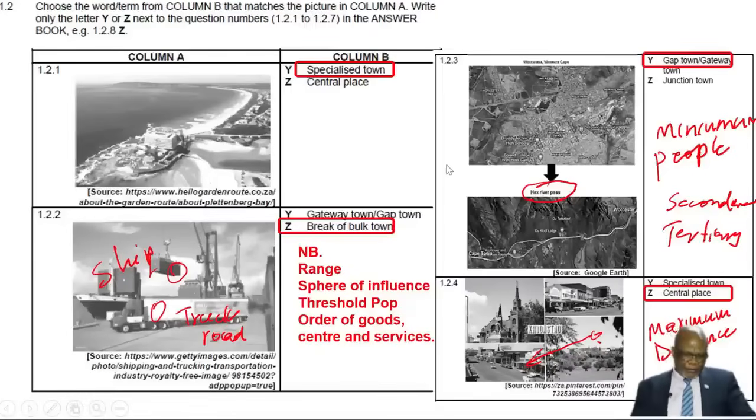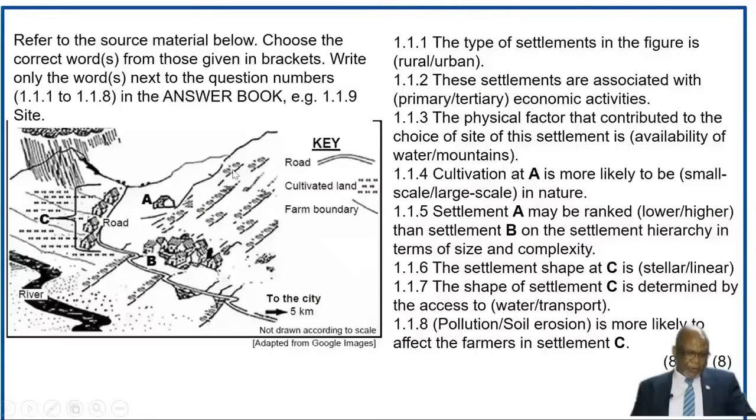Okay, let's continue. I hope you understand what the central place theory is. Now, let's go to the next question. If you look at this question and the previous question, you'll notice there are a lot of similarities. It says, refer to the source material below, choose the correct word or words from those given in brackets, and write only the word or words next to the question numbers.